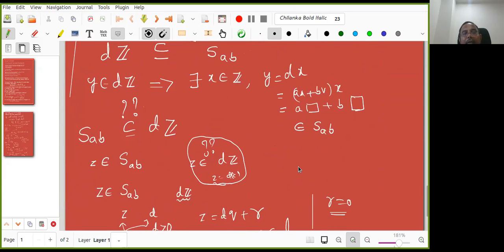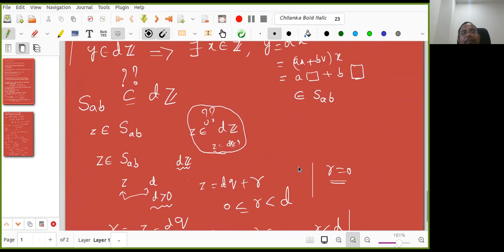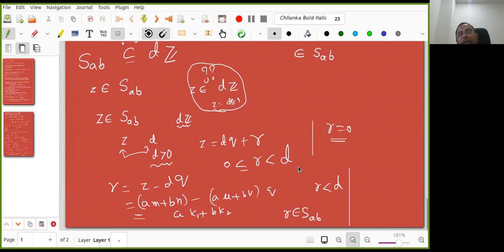Now we want to prove the converse. SAB is contained in DZ, but that comes very easily. So I took a Z in SAB. I want to show that this is in DZ. That means D divides Z, which I have to prove. Since D is positive and non-zero, I now apply the division algorithm. Z is equal to DQ plus R. As Amiya told, I put R is equal to Z minus DQ. So now I proved that R is also of the form AX plus BY. R is in SAB.